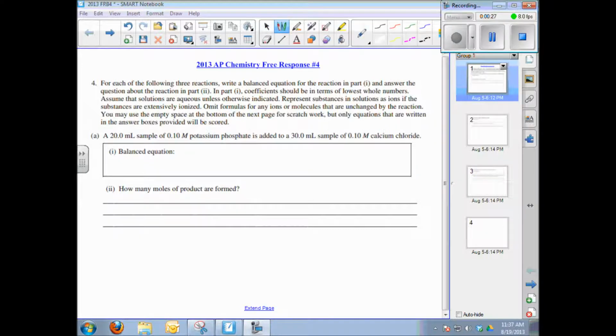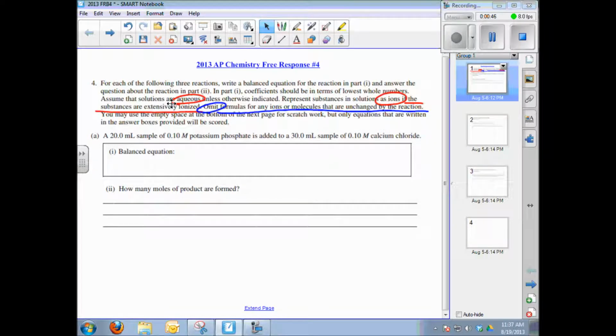First of all, assume all the solutions are aqueous and everything occurs as an ion if it's extensively ionized. Second, any spectator ions, things that do not react in the reaction, things that are unchanged in the reaction, can be omitted. So any spectator ions are not included in your final answer.